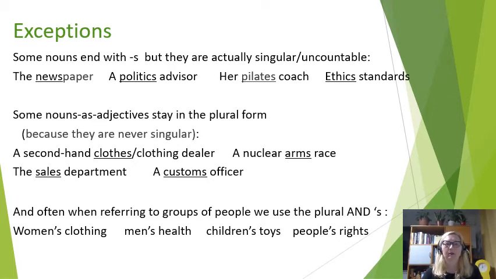Okay. Another thing is that when we're referring to groups of people, we often, not always, but often use the plural and apostrophe S, such as women's clothing, men's health, children's toys, and people's rights. And you could not say women clothing. Okay, you would really need to use the apostrophe S because it's people and the people are plural.